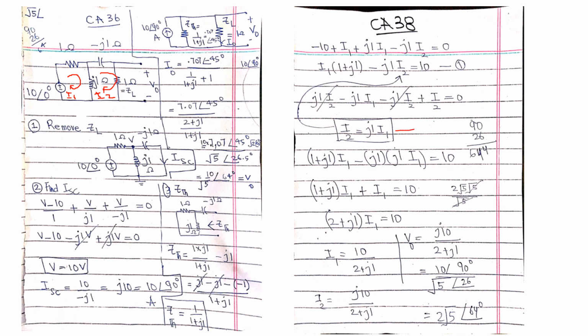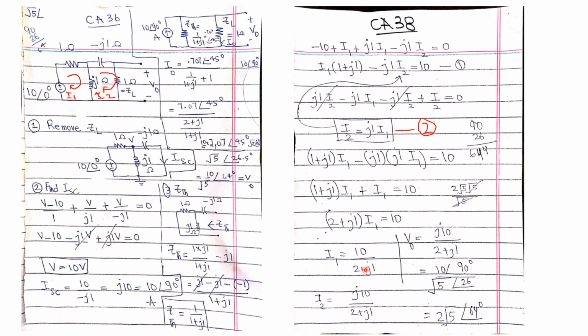So now we can put the value of I2 here in equation number 1. Right, so once we put I2 here, this equation number 1 will have only one variable, that is I1. We solve for this and we'll reach a value I1 is 10 over 2 plus J1.